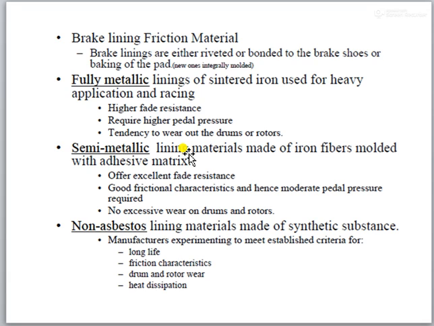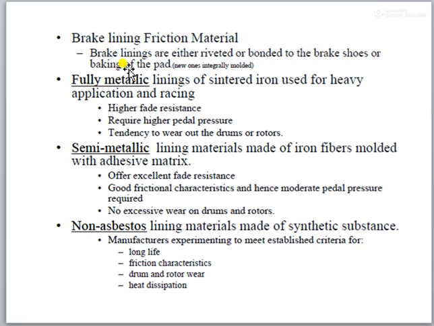Okay, the mesh of metal wire, if we composite it with the mesh of carbon fiber by adhesive material, okay, so we are getting the semi metallic lining material, in which we are using a synthetic substance, as well as a metallic substance. So because of that we are getting the properties of fully metallic and the non asbestos.